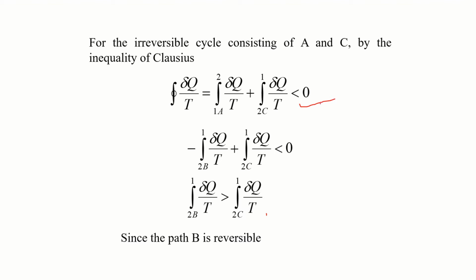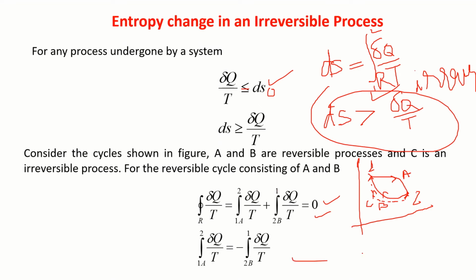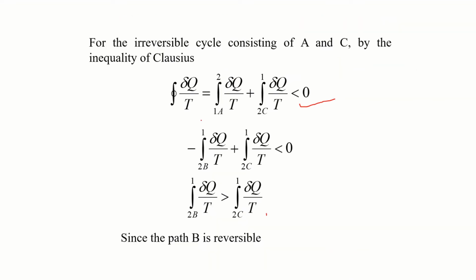So what can I do now? This 1A to 2 delta q by T is nothing but this value. I have substituted that. Divide through the minus sign, or you can say this can be written as greater than this. If I bring it this side, this will become greater than this. Okay, so you can say 2B to 1 delta q by T is greater than 2C to 1 delta q by T.